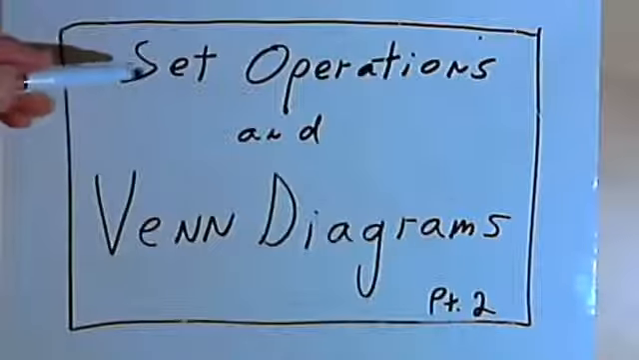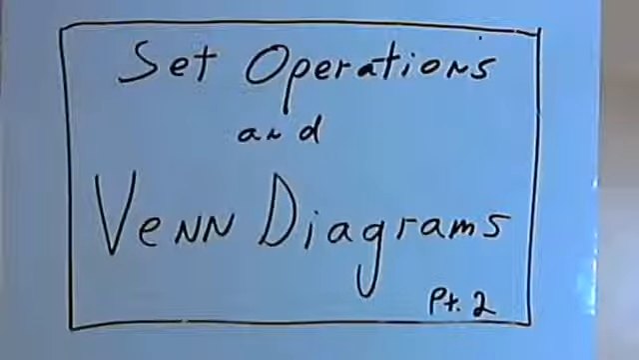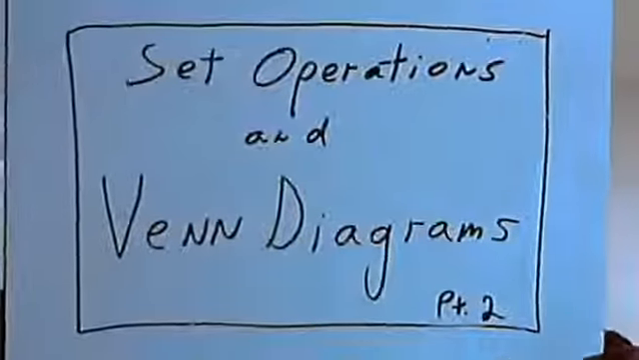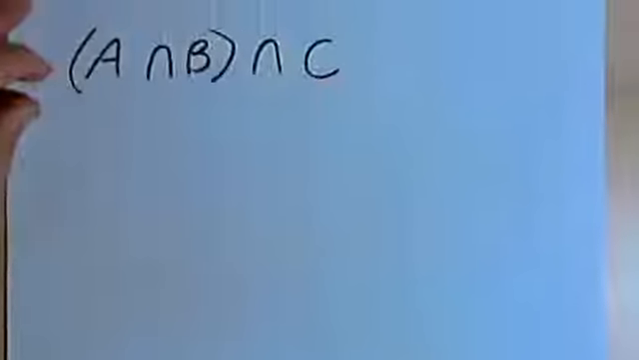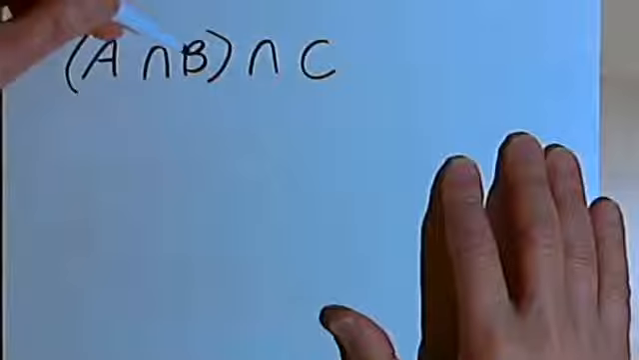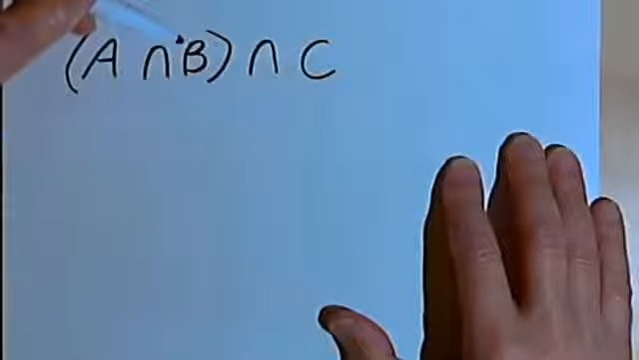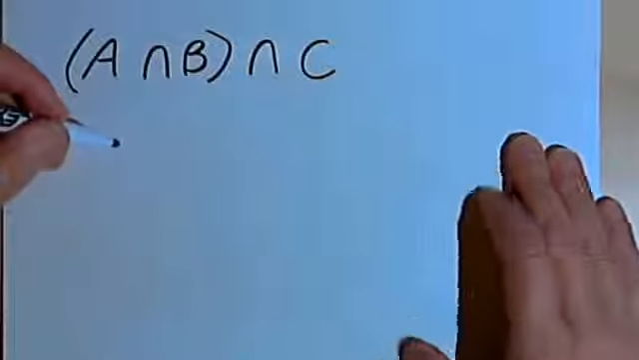This is going to be the second video about set operations and Venn diagrams. In this video, what I want to do is deal with set operations involving three different sets. So here's the first example. I've got the intersection of sets A and B, and after I find that intersection, I want to find the intersection of that with set C.